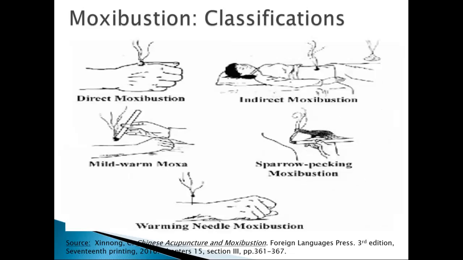So here is a more visual view of how these different techniques are done. You can see direct moxa has contact with the skin. Indirect moxa, you don't have contact with the skin. It's either you suspend it away from the skin or you're using a medium. And then we also have the warming needling, the acupuncture plus moxibustion simultaneously.